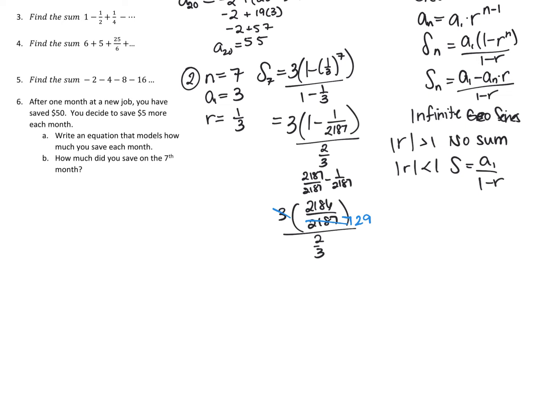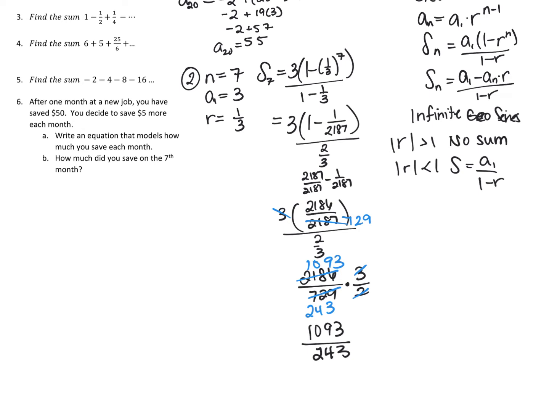And so I have 2186 over 729 times the reciprocal, 3 over 2. And then we're going to go 3 goes into 729 again, 243 times. And 2 goes into 2186 1,093 times. So my final answer is 1,093 over 243. So remember with the cross dividing, just like we did in chapter 7, we were canceling out common factors. 3 is a common factor of 729, so I can divide 729 by the 3.